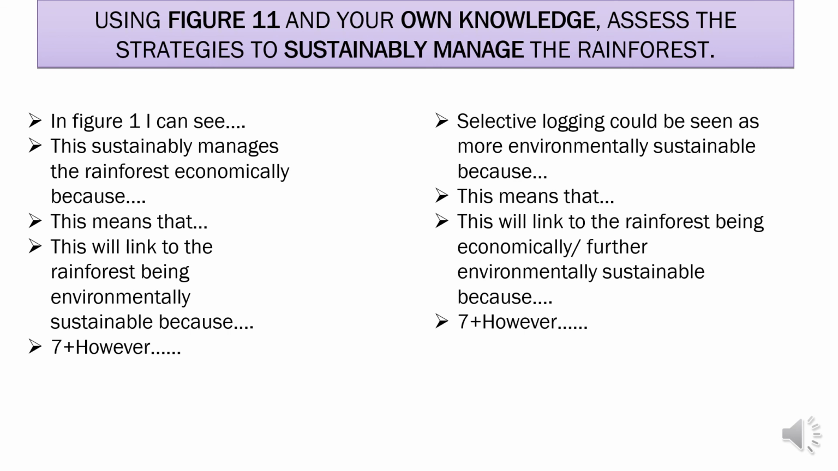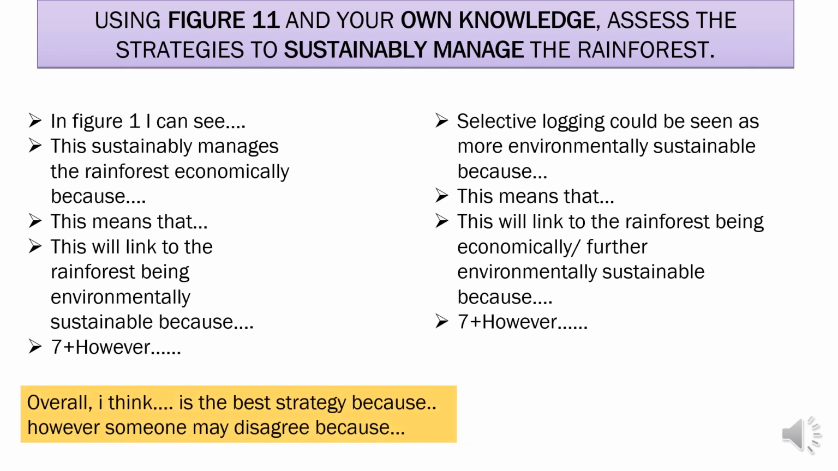For your second paragraph, you'll say why selective logging is more environmentally sustainable than ecotourism. Then you will say this means that. This will link to the rainforest being economically or further environmentally sustainable because. 7 plus, again, however. We'll need to add a conclusion, say which one of these methods is best and why someone might disagree with you.